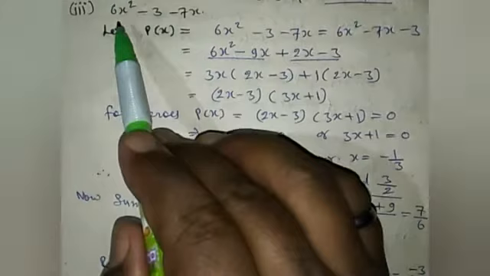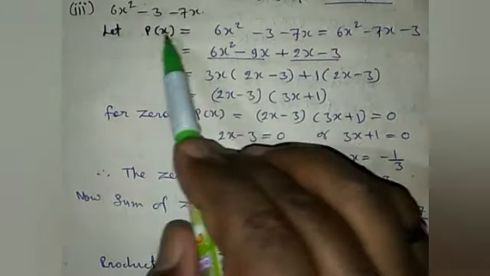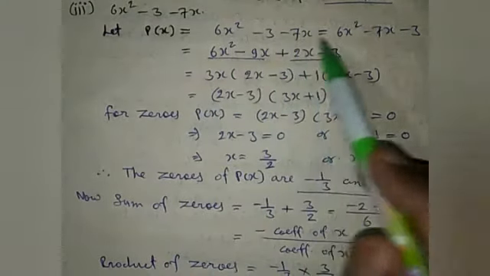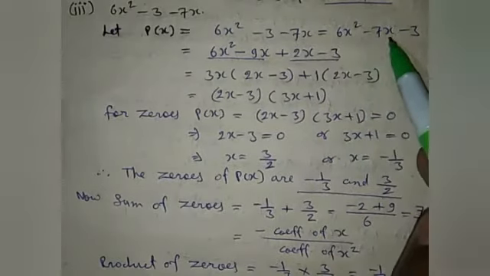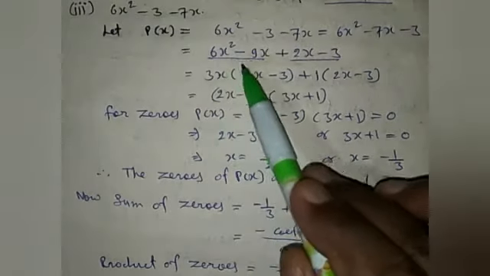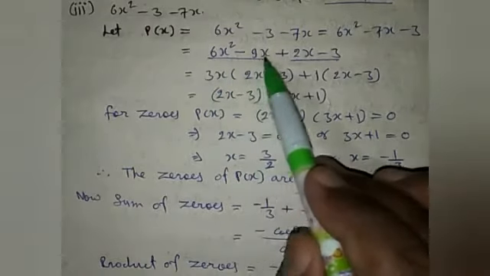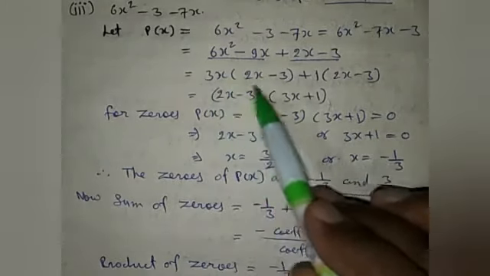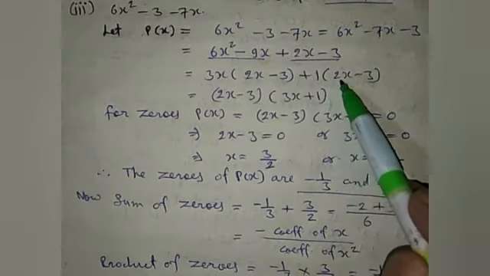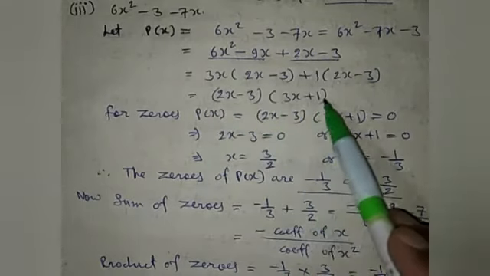Now in the third part, the polynomial is 6x square minus 3 minus 7x. Let p(x) equal 6x square minus 3 minus 7x, and rearranging it you will get 6x square minus 7x minus 3. Now splitting the middle term you will get 6x square minus 9x plus 2x minus 3. Taking common in the first two terms you will get 3x into (2x minus 3), and in the last two terms plus 1 is common into (2x minus 3), and it will give (2x minus 3) and (3x plus 1).